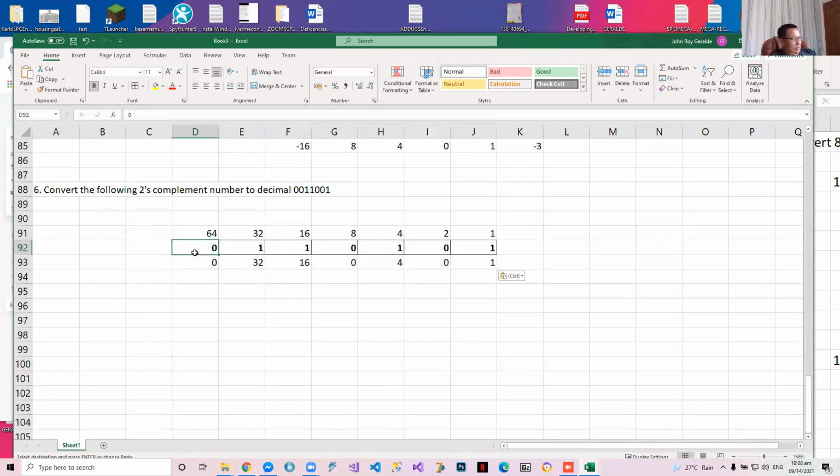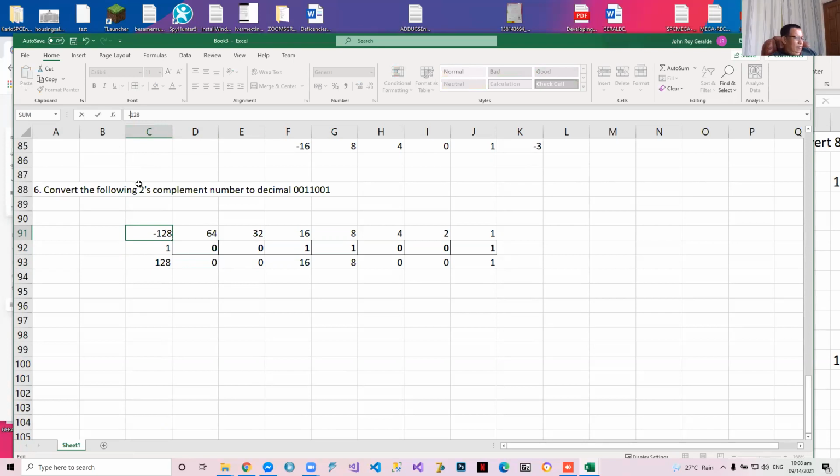What's the value? 0, 0, 1. We are told that this is a 2's complement number. Since this is a 0, what we'll do is extend it one position to the left, which is 128, and we will assign this a 1. Okay, do you follow? And we'll just copy this. Now this extended value, we assign a negative value. Then we sum this.